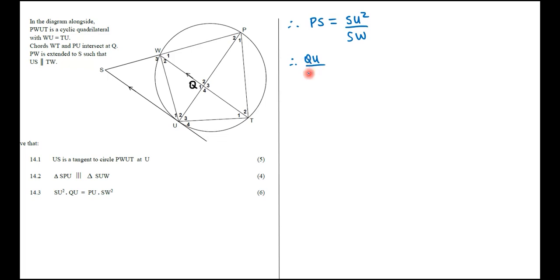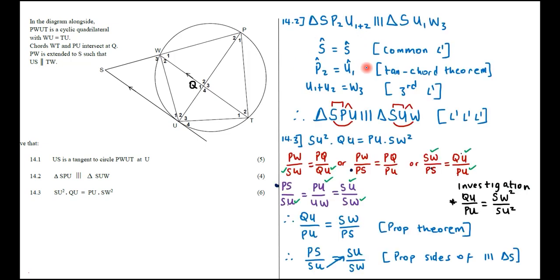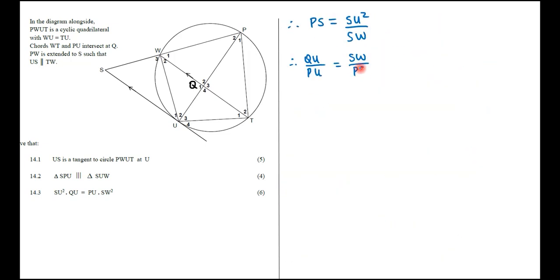Then I'll go back to QU over PU, and then here QU over PU. Remember we said it was SW over PS. Now what I'm going to do here is substitute the value for PS, right? Or rather, let me cross multiply first because I don't want this to confuse. So I'm going to cross multiply first. So it will be QU times PS equals SW times PU.